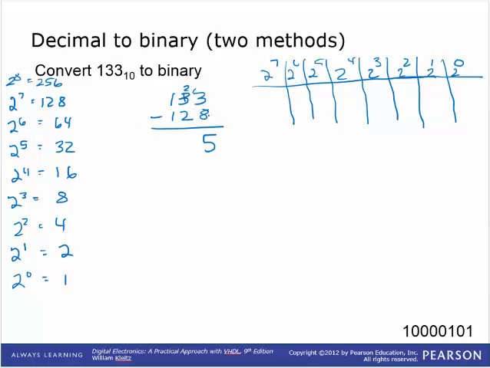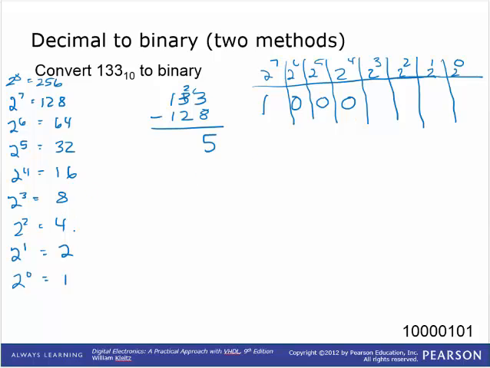So 2 to the 7th does go into this 133, so I'm going to put a 1 there. Can I now subtract 64 from it? No, so I'm going to put 0 here. Can I subtract a 32? No, so I'll put another 0 here. Can I subtract 16? No, so I'm going to put another 0 here.